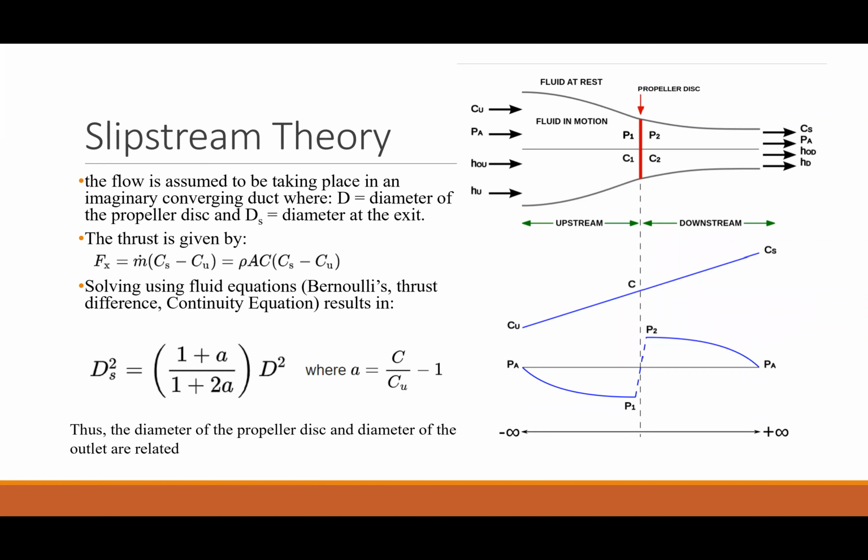The thrust is given by the equation shown, and solving using the fluid equations, Bernoulli's thrust difference and the continuity equation, results in the following equation, which shows how the flow can be modeled where the diameter of the propeller disc and the diameter of the outlet are related.